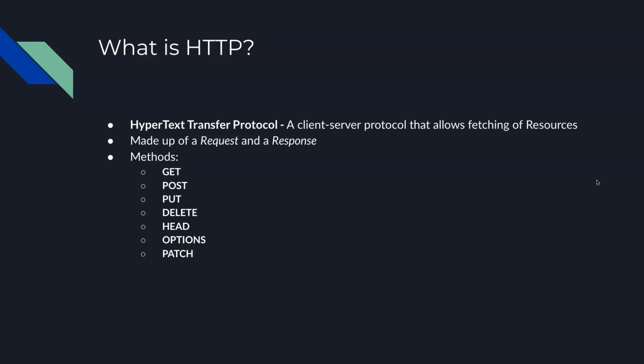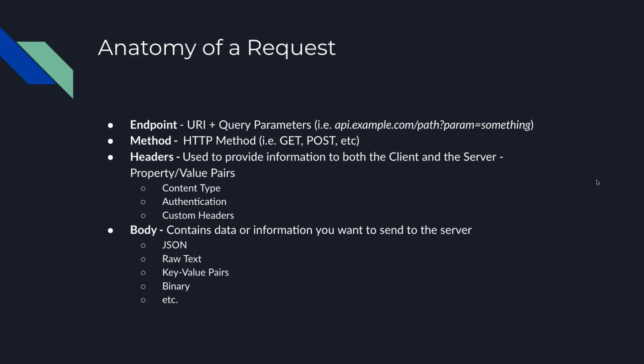Okay, so what do these requests actually look like? So here is the anatomy of a request. We have four main pieces of every request. First, we have the endpoint. This is the URI that we're using. So api.example.com/path. And then we also have optional query parameters.